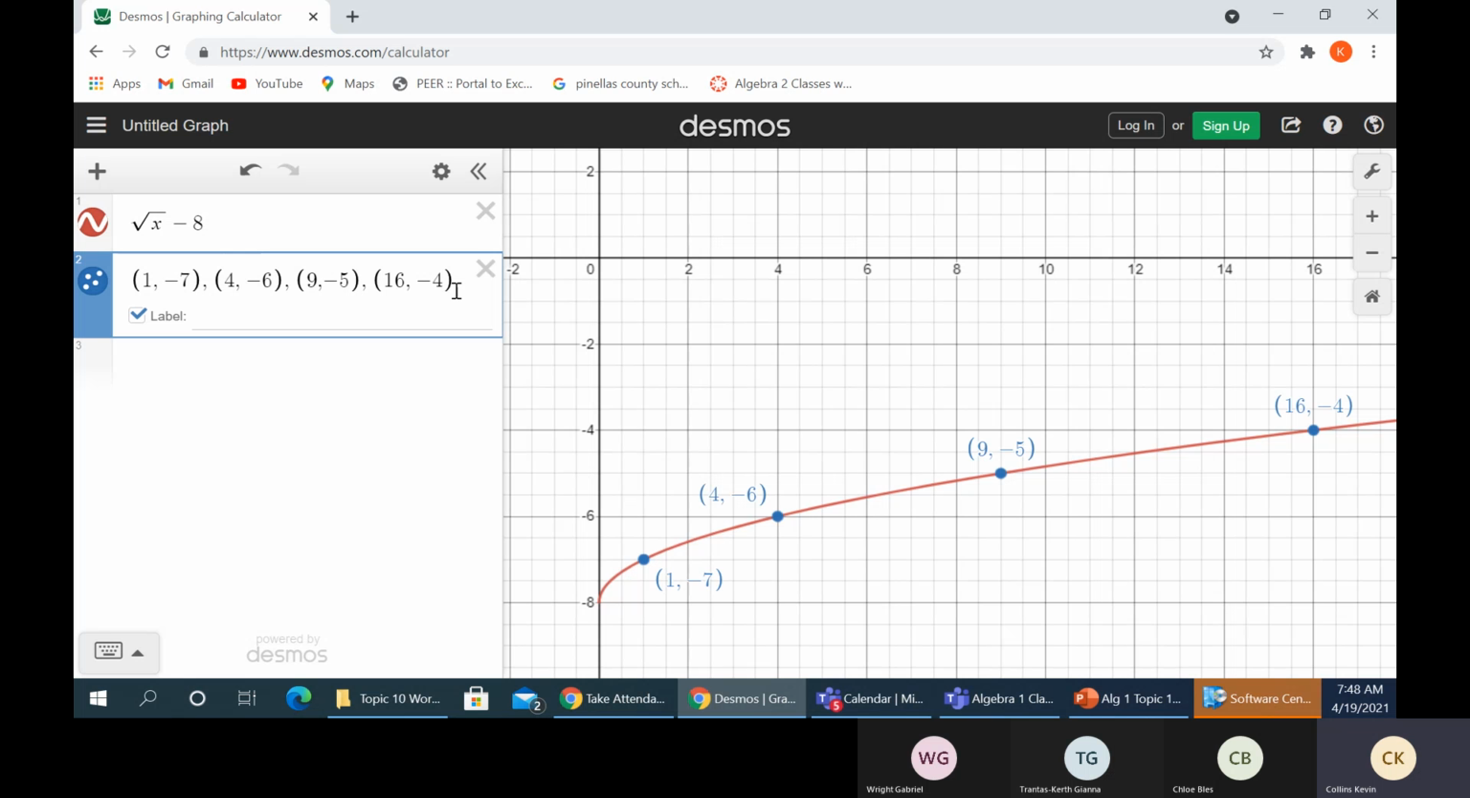That's why it drops you down 8, because every single value that you would get when you plug in for x here, you then get a y value that you subtract 8 from. And that's what we did here. We subtracted 8, and all these guys came in. Okay?